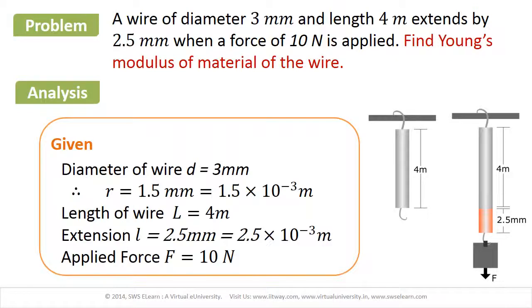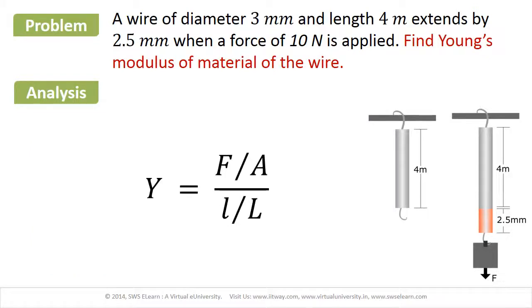The values given in the problem are: diameter of wire D equal to 3 mm, and therefore radius is equal to 1.5 mm, that is equal to 1.5 into 10 raised to minus 3 meter. The length of the wire is 4 meter. The extension of the wire, namely small l, equal to 2.5 millimeter, and that is equal to 2.5 into 10 raised to minus 3 meter. The force applied F is equal to 10 Newton.